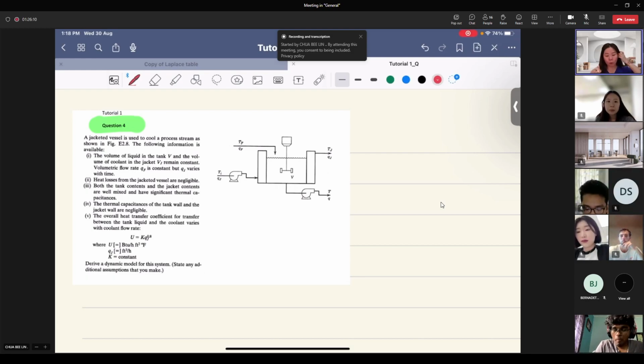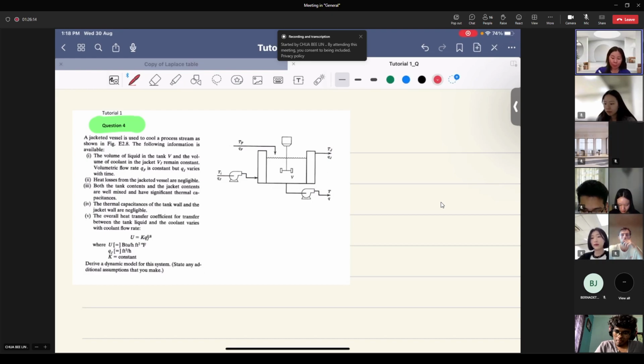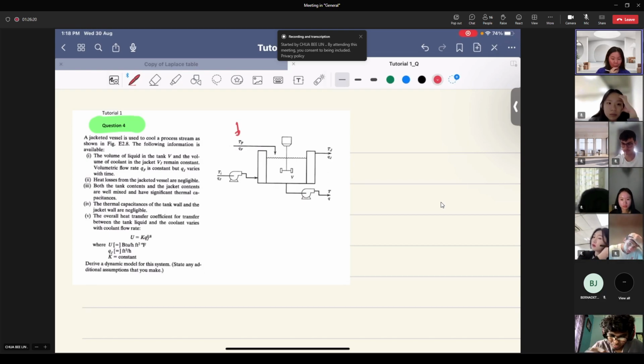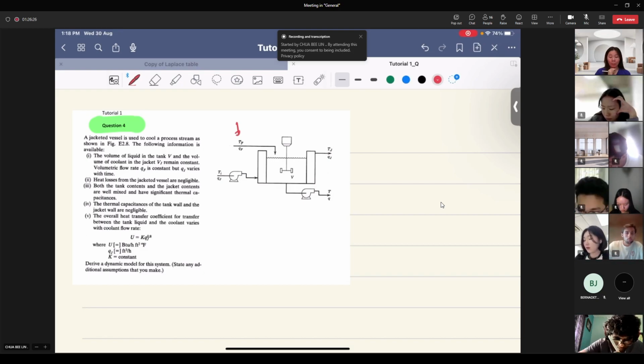Okay, so question 4. You have temperature given. Whatever question is given, you should always start with the mass balance and then check whether composition is given or not. For this question, composition is not given, so there is no composition balance. Temperature is given, so you will have an energy balance.